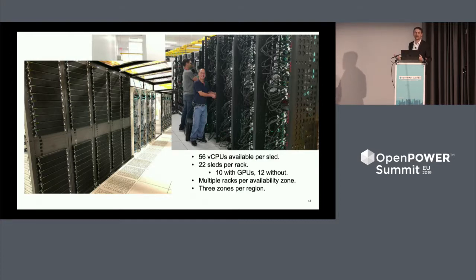That can, of course, be modified in the future in different regions depending on the use that we get from it. So there are 3 zones per region, and where this is saying there's 56 vCPUs available per sled, per server, that's because 8 of the 64 are reserved for system use.